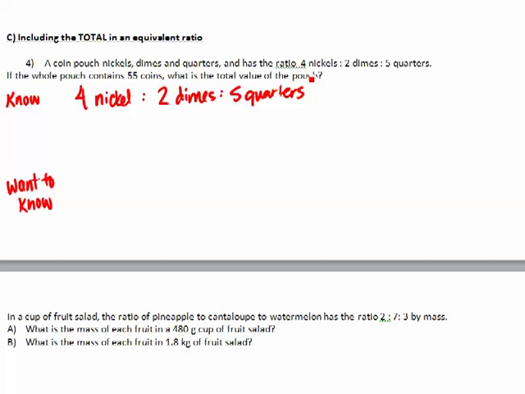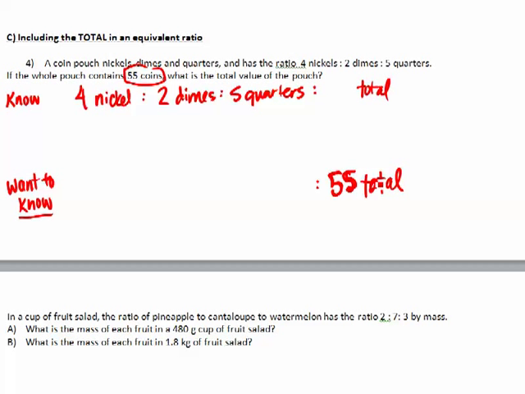However, what we're trying to find out is that we have a total of 55 coins. So we're going to include a 4th column, which is called the total column. And what we do know is the total number is 55 coins. That is in our want to know. Now, if we look at this problem, we see that we actually have no partners. Nickels, we don't know how many nickels there are. We don't know how many dimes there are. We don't know how many quarters there are, but we do know how many total coins there are.